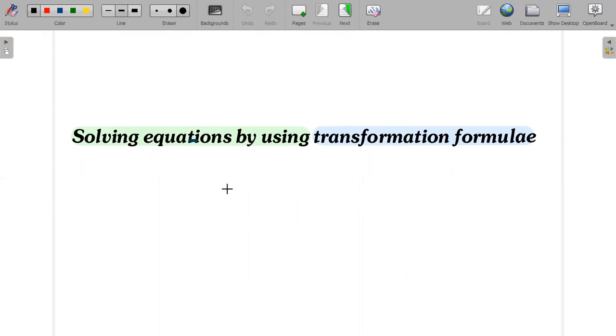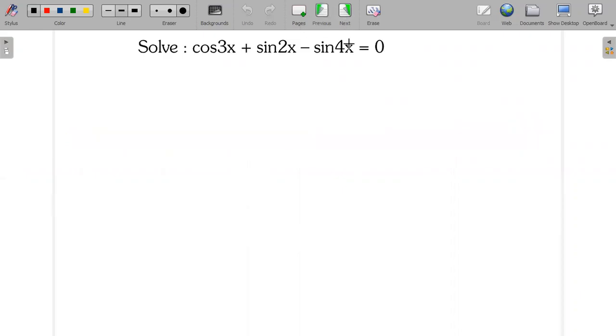So the first thing which we are going to discuss now is how trigonometric transformation formulas can be used to solve a trigonometric equation. Just have a look at this one. Cosine 3x plus sine 2x minus sine 4x is equal to 0. Just have a look at its last two terms. Can we apply sine C minus sine D over there?